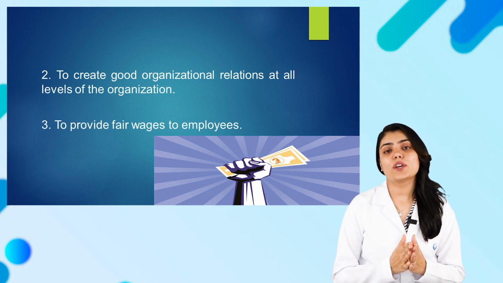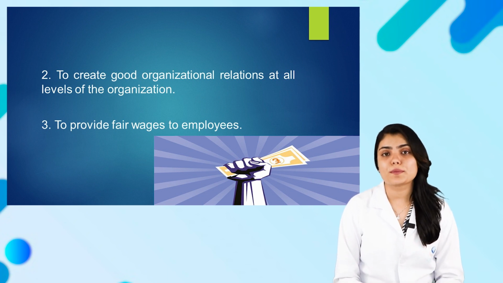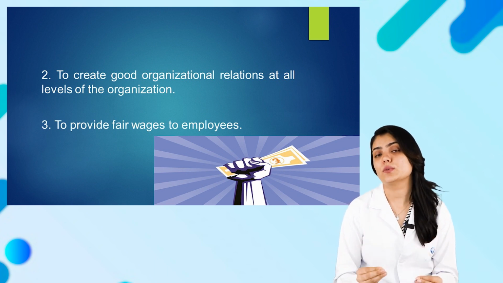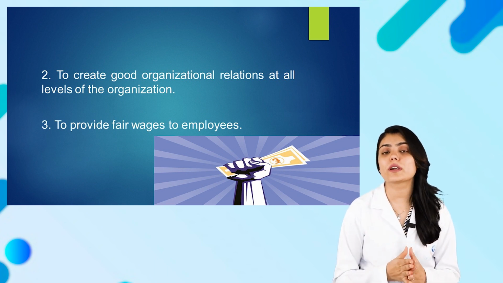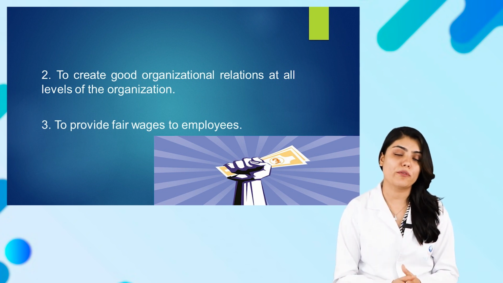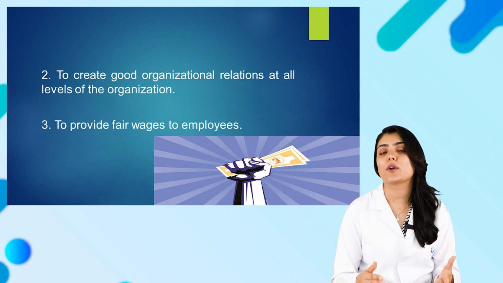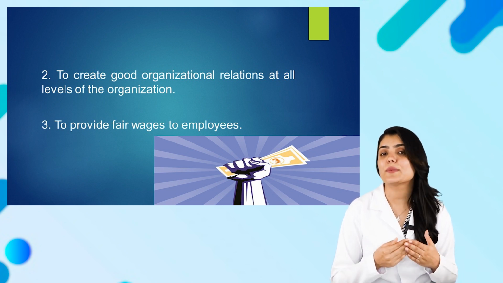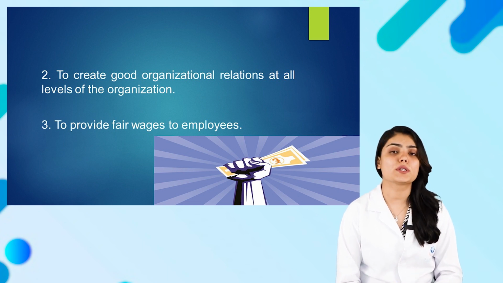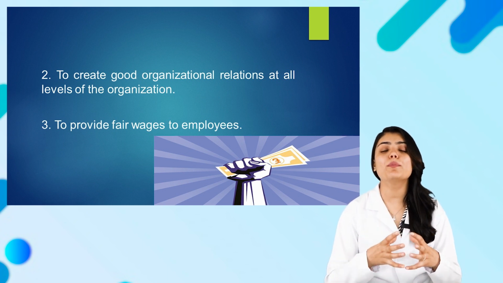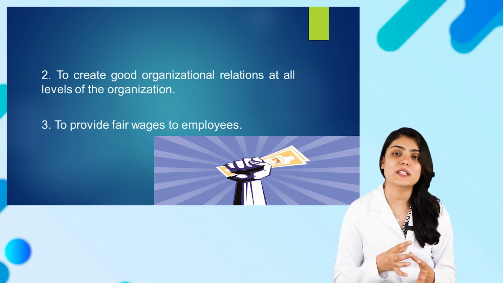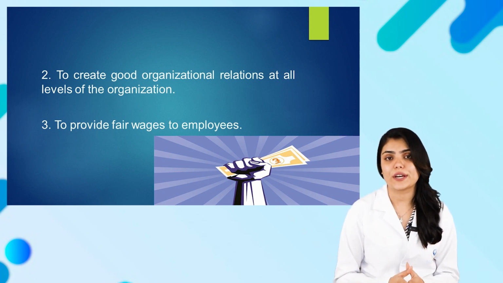The third secondary objective of human resource management is to make sure that fair wages are provided to the employees. Every individual works in order to earn their livelihood, and therefore fair wages are to be provided to each and every employee according to their responsibility as well as their designation. So it is the objective of the human resource management to see that proper fair wages are being provided to each and every individual staff working within an organization.